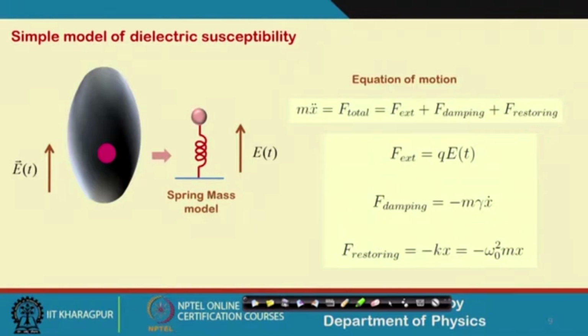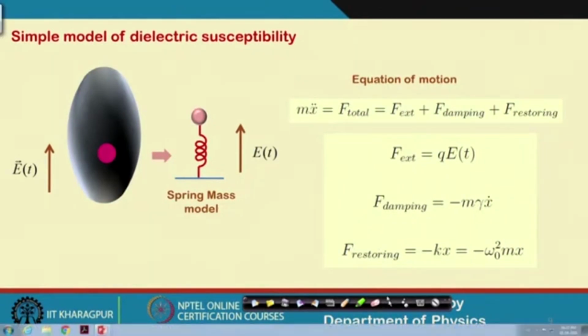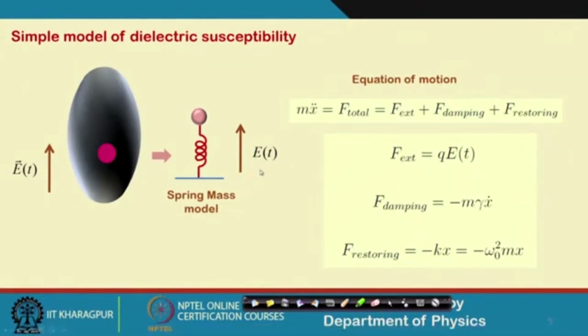These things can be assumed as a simple spring mass model, as if I am launching some kind of electric field, meaning I am putting some kind of force on a spring mass system. And what happens? The spring will now vibrate. Why does it vibrate? Because the launched electric field may have some kind of frequency components.